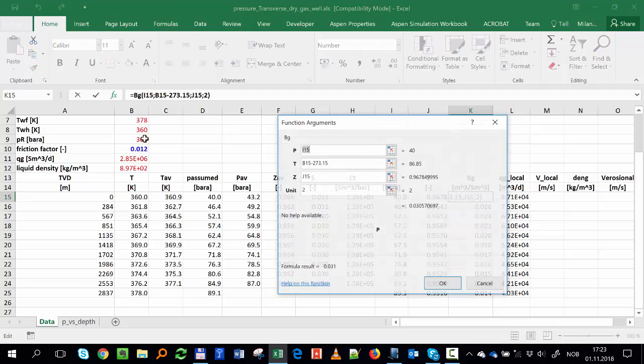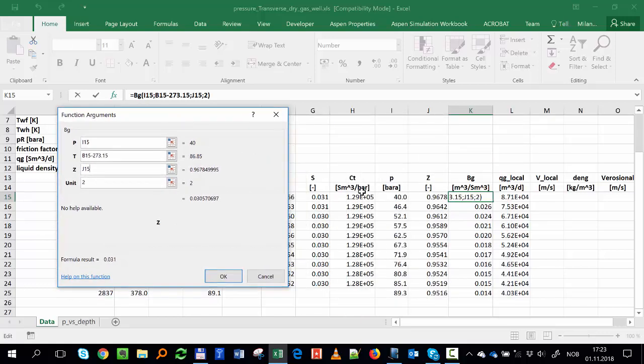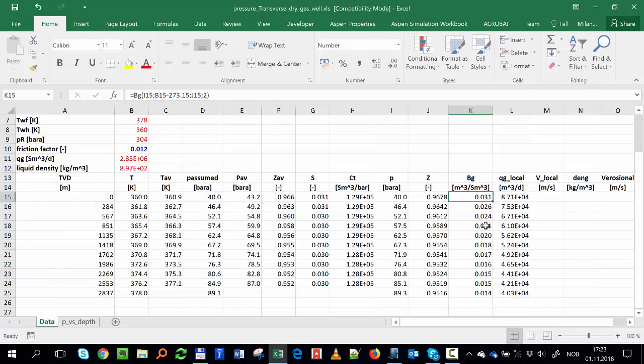BG, exactly the same. I need P in bar, T in Celsius. So it should be B15, that's correct. For the deviation factor, I'm using this one here, J15, and I'm using metric. And just like a quality check, I check the number. The number seems to be okay. It's usually in the range of 10 to the minus 2, 10 to the minus 3.